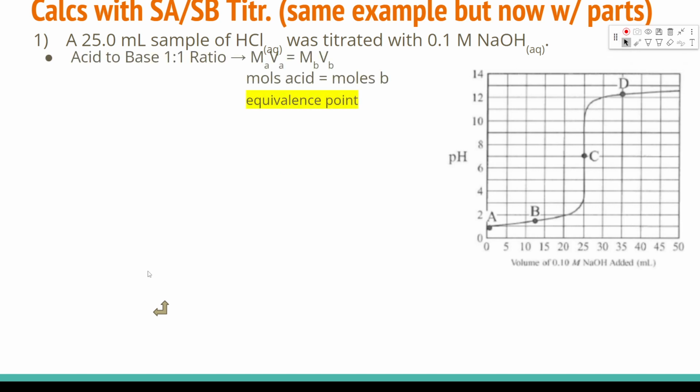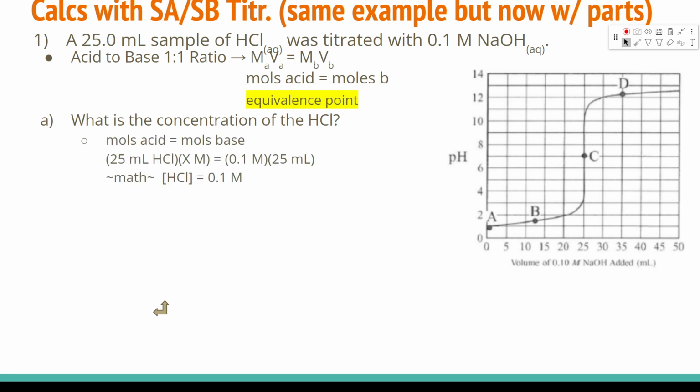Okay. Now, before doing anything, honestly, calculating the equivalence point would be very handy. Since this reaction, HCl and NaOH, is 1-to-1, I can use MAVA equals MBVB with molarity and volume, and so the moles of acid will equal moles of base because it's the equivalence point. That's actually handy to calculate ahead of time.